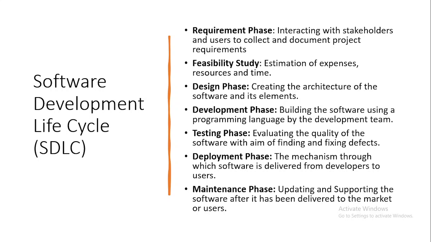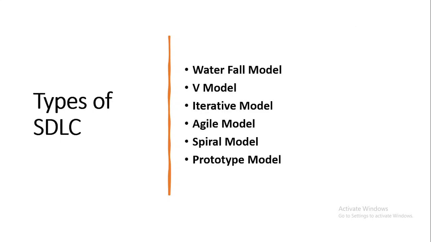There are actually different development life cycles, different approaches that are used in the software development life cycle. We will learn about a few of them. The first one is the waterfall model. Then we have the V model. After that, we have the iterative model. The fourth is the agile model, which is very important, that is Scrum. We will learn about that in future videos. And then we have the spiral model, and then the prototype model.